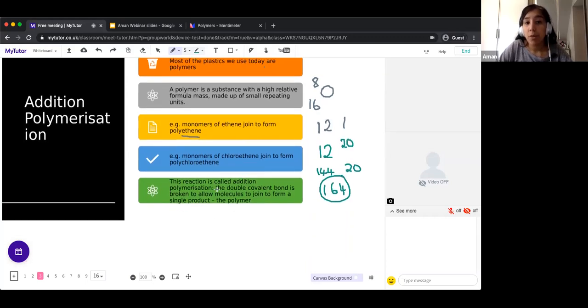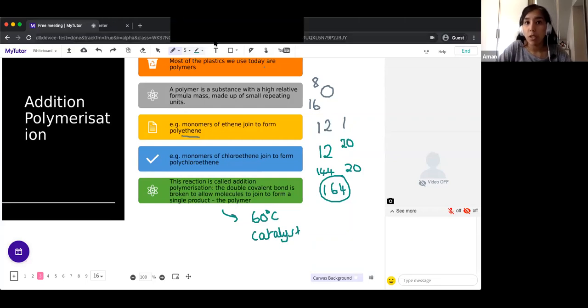So this reaction where we add lots of alkenes in to make a polymer is called addition polymerization. And essentially what's happening is that the double covalent bond is broken to allow molecules to join to form a single product, the polymer. If you're wondering about what the conditions are for this reaction, you don't need to know them, but just out of interest, if people do want to know, it tends to be about 60 degrees, and you tend to have a catalyst in there as well. You don't need to know which catalyst it is. It's something that you learn at A level.